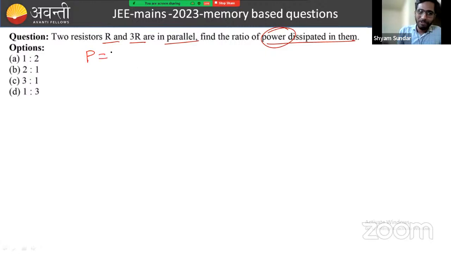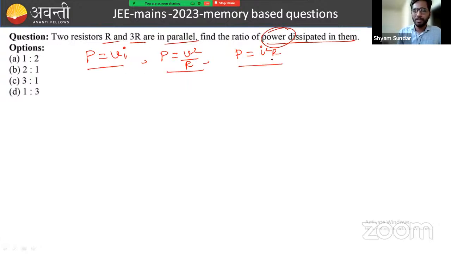Simple. Power is equal to VI. Next, by applying Ohm's law, power is equal to V square by R. Next, power is equal to I square R. These are the primary things we need to know. Where to use the formulas is very important. If they are asking about parallel, use this one. If they are asking about series, use this one.